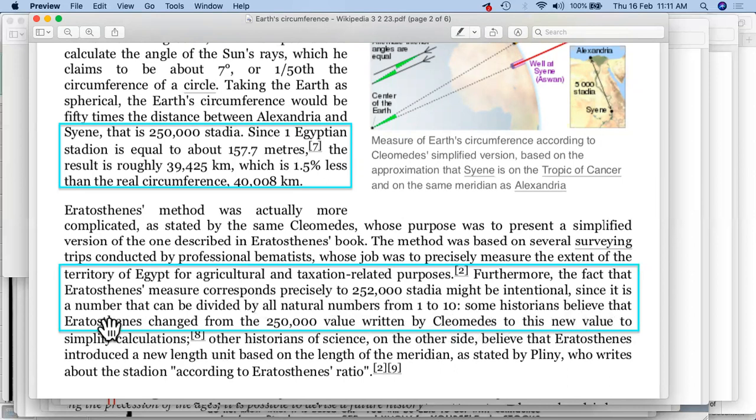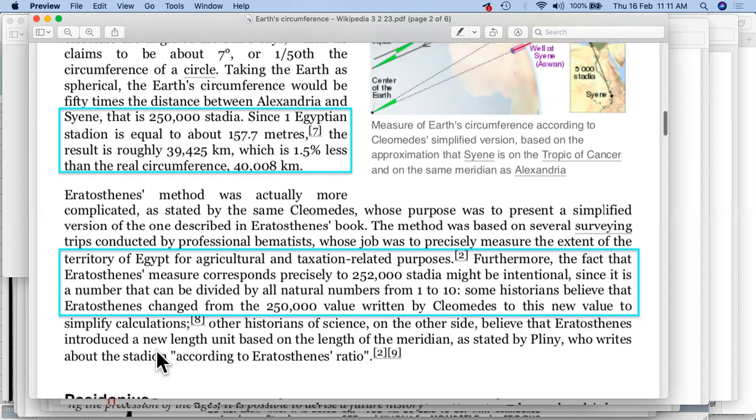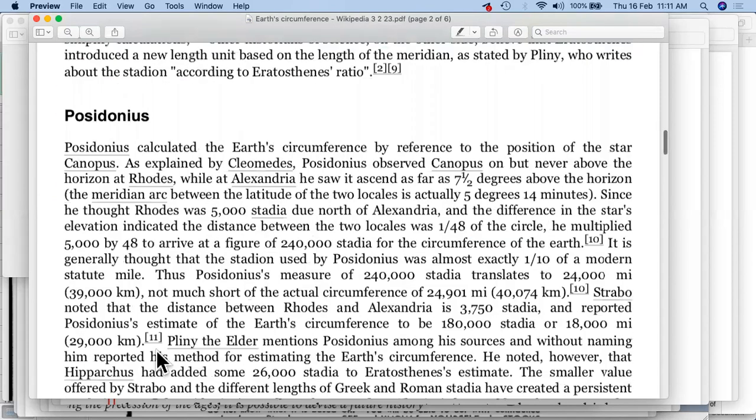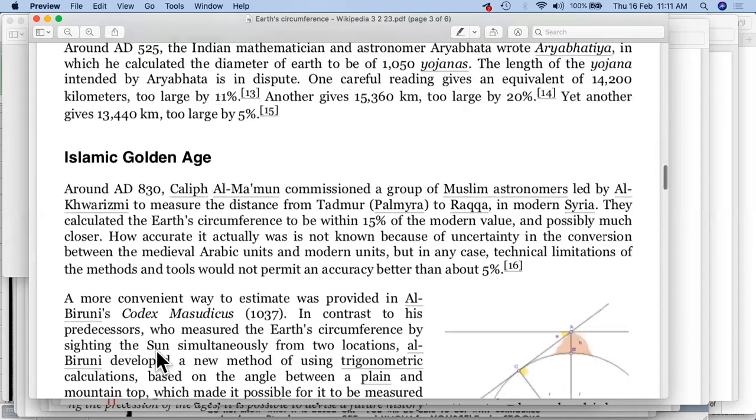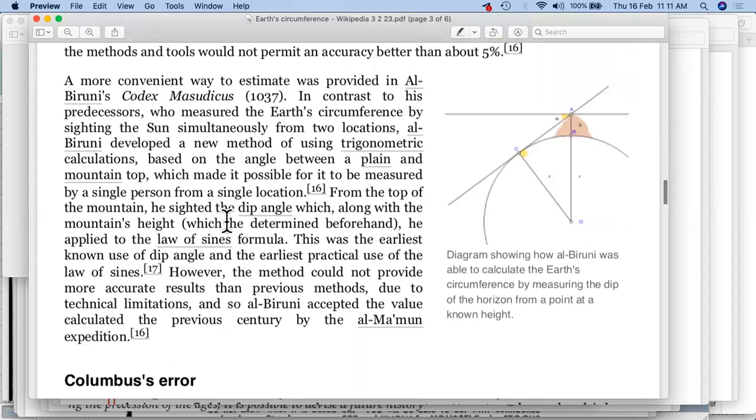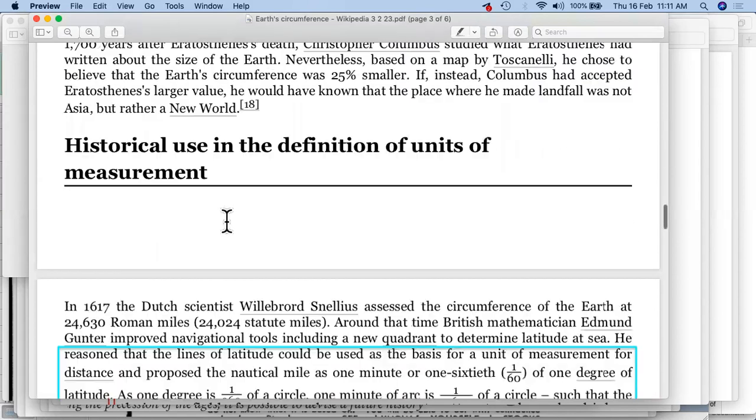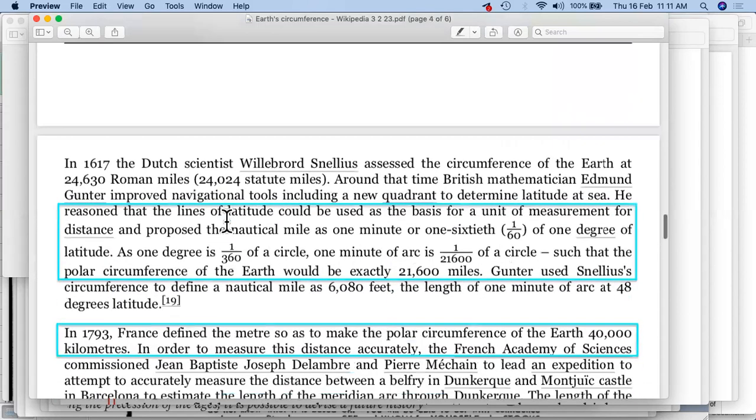Some historians believe that the scientist changed it. So Eratosthenes changed the 250,000 value written by Cleomedes to this new value to simplify calculations, right? So these were the basic things, and if we go further, yes, there are different things. If you want to get into the details of the calculations, how they found out the method, you'll be able to understand, right? So further, if you go into the details, he reasoned that the line of altitude could be used. So again, the same calculation for 21,600 is being given, 60 into 360. So this is how it comes down to, right?